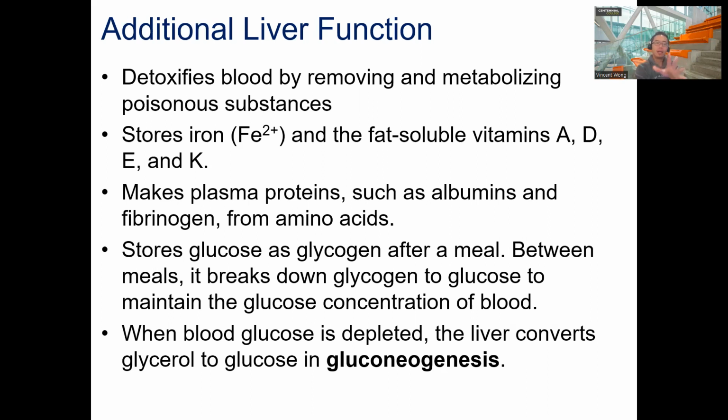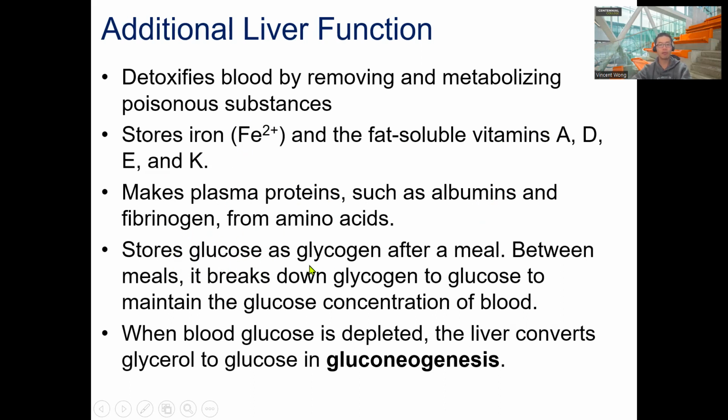Other things that the liver does is it will store iron, right? And the iron we extract from our bilirubin, for example, when we break down the hemoglobins. There are other vitamins that are stored there. It also makes a bunch of plasma proteins, right? The main one is albumin. We learned that in lecture 2. There are some coagulation proteins that we make, right? Fibrinogen as well. It's also a location for storing excess glucose.